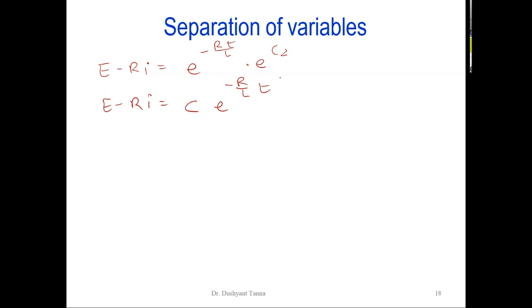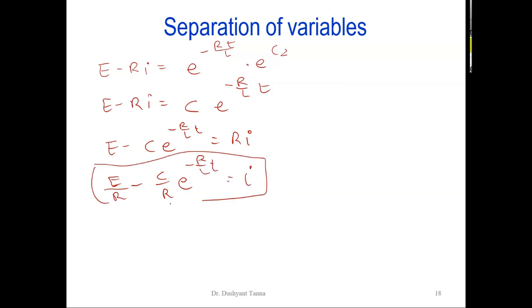Remember, I am focusing on I and t. I need a relation between I and t. It's still a bit messy. Sorry, let's make it clean. Okay, I shuffle Ri and E. So E minus C e raised to minus Rt over L is equal to Ri. I'll divide by R because I need I. So E over R minus C over R, e raised to minus Rt over L.